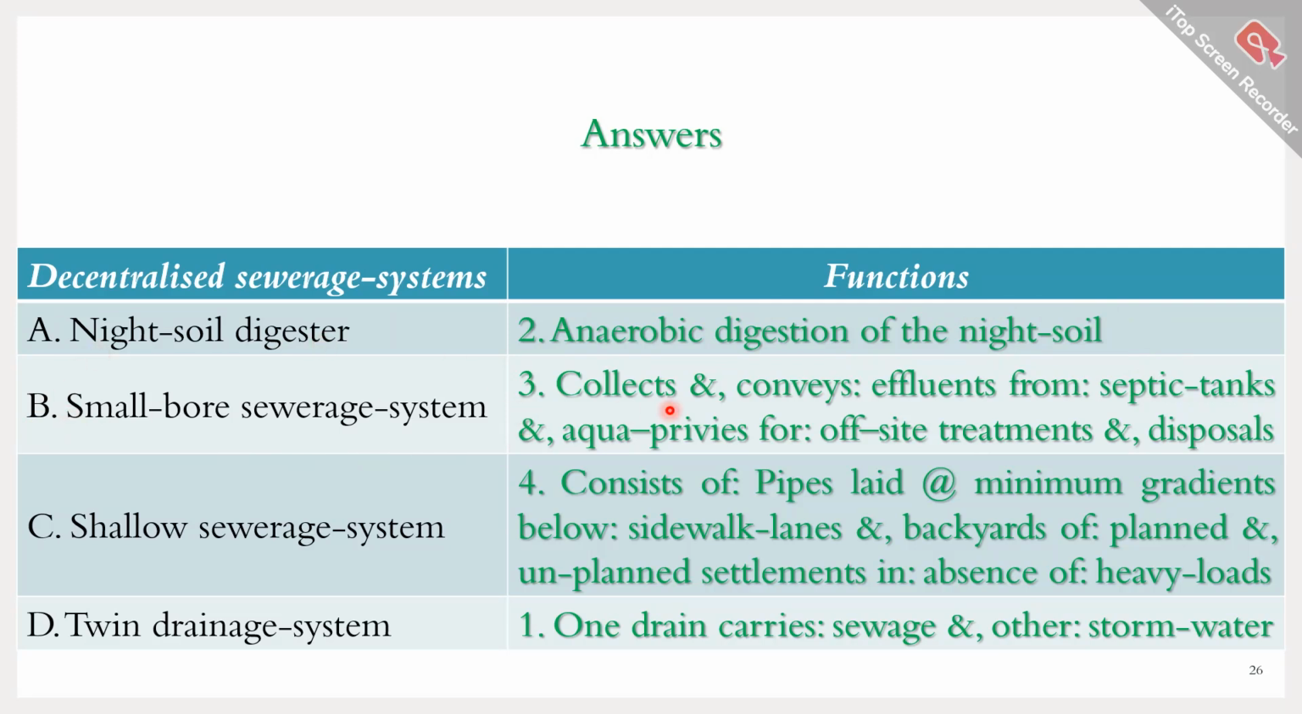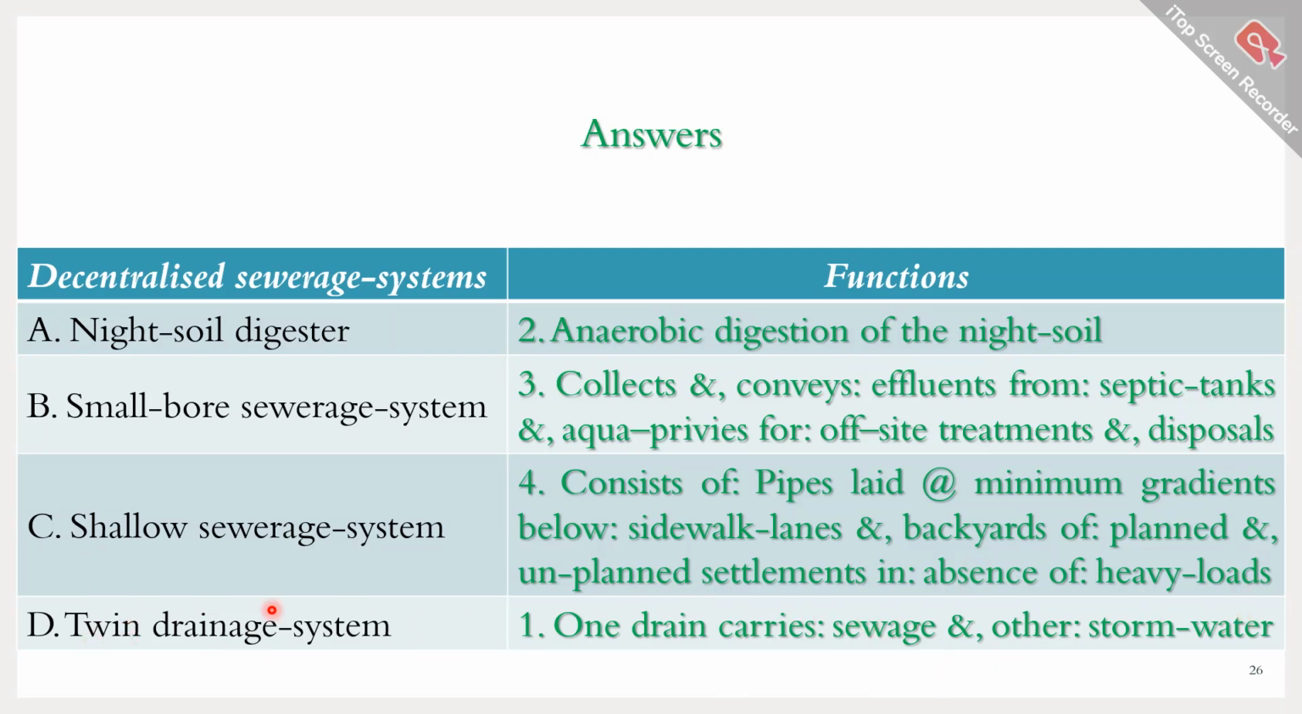Small bore sewerage system collects and conveys effluents from septic tanks and aqua privies for off-site treatment and disposal. Shallow sewerage system consists of pipes laid at minimum gradients below sidewalks and backyards for planned and unplanned settlements in absence of heavy loads. And twin drainage system, in case of twin drainage system, one drain carries sewage and another carries storm water.